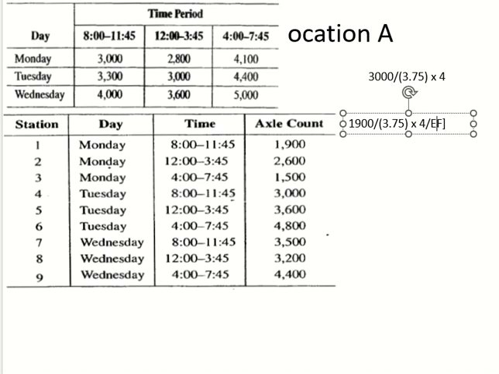Then this whole thing will become 12 hours of Monday, because the count 1900 is taken on Monday. So this will become 12 hours count of Monday. To convert it to average, I will multiply with the adjustment factor of Monday.